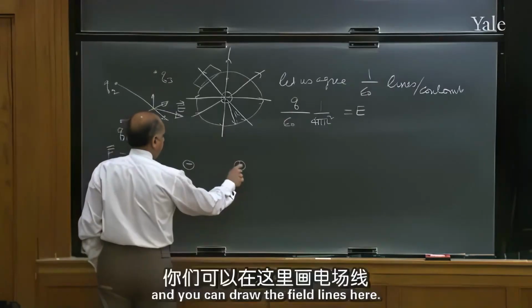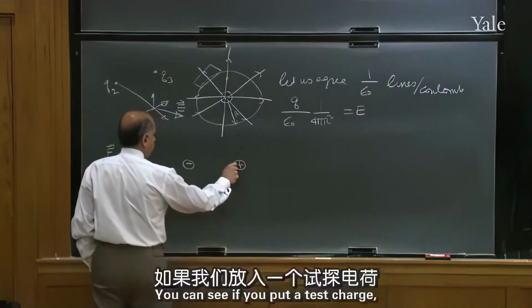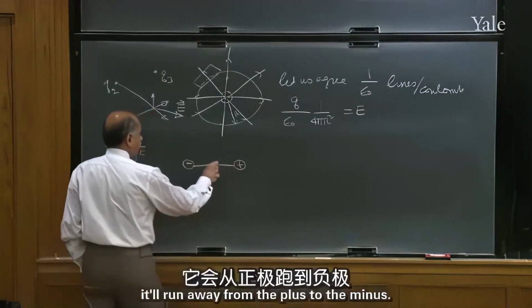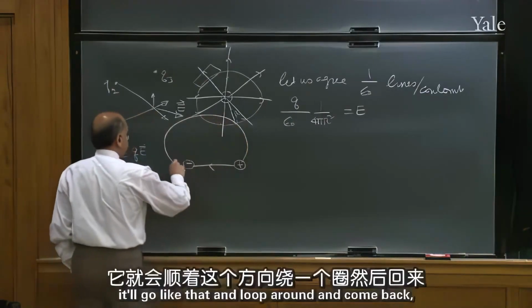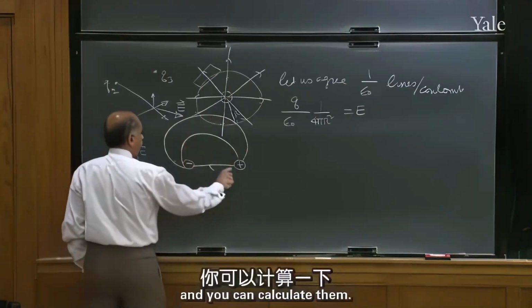And you can draw the field lines here. You can see if you put a test charge, it'll run away from the plus to the minus. If you leave it somewhere here, it'll go like that and loop around and come back. And you can calculate them.